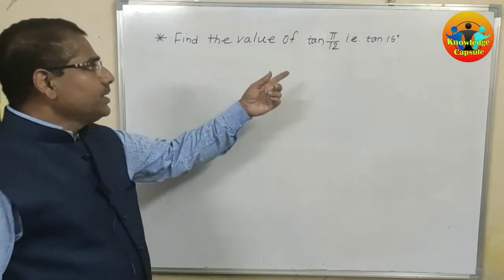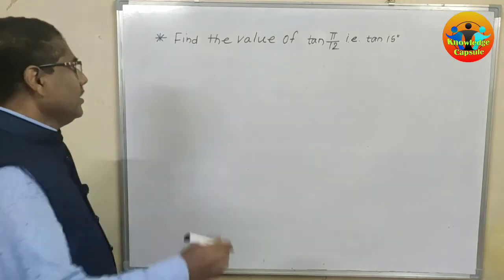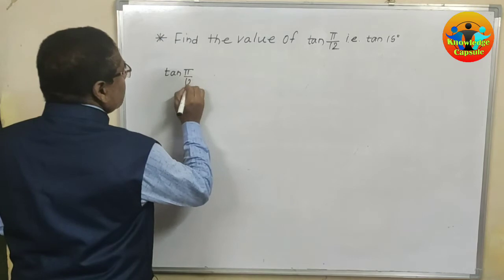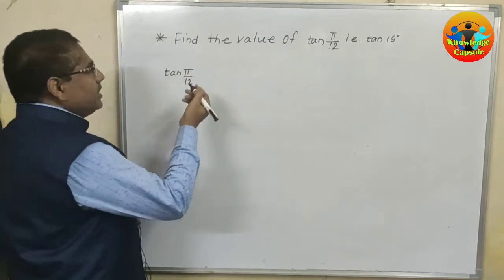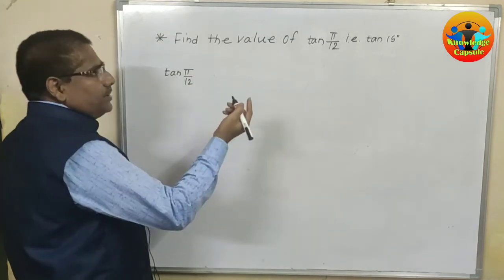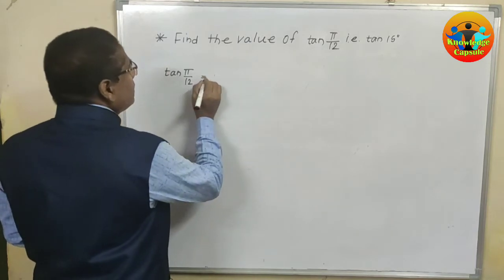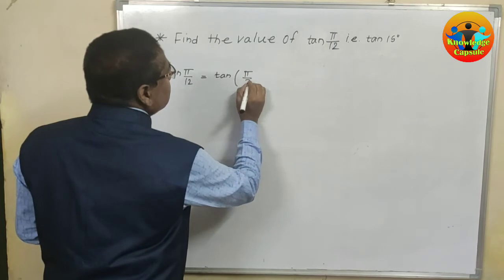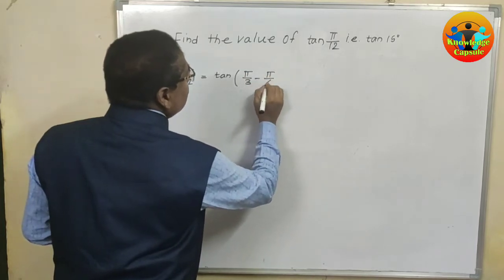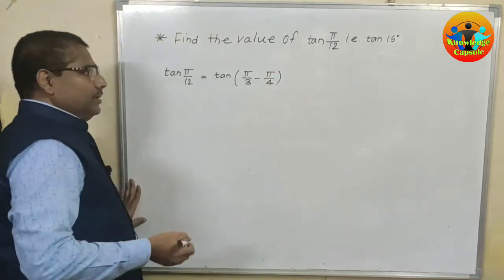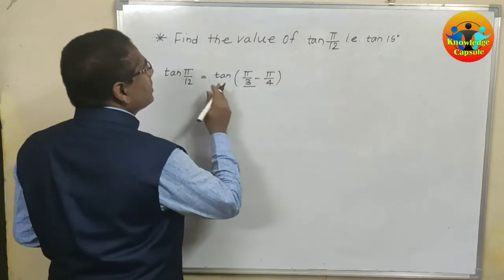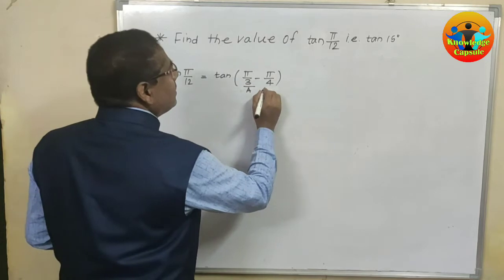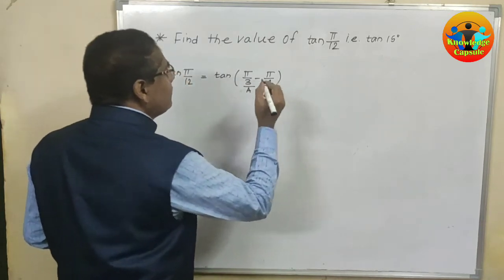Now let's find tan pi by 12 value. It is similar to sin pi by 12. We can write tan of pi by 3 minus pi by 4. Now let's apply here formula for tan A minus B by considering pi by 3 angle as A and pi by 4 angle as B.